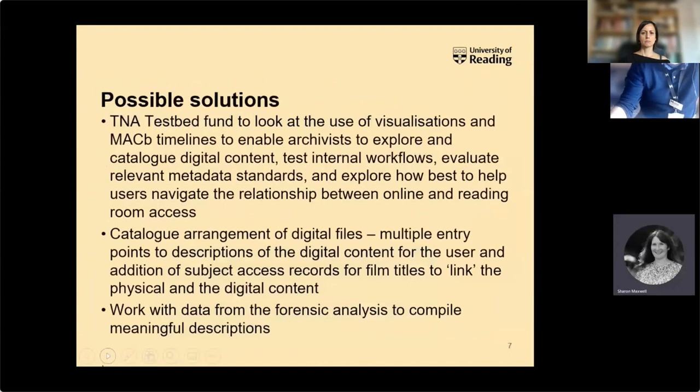We are cataloguing all these various elements of the digital part of the archive, and we'll use the catalog descriptions to explain the relationships between the elements of the archive and move away from using the hierarchical organization of the catalog to explain the order of the collection. This will provide multiple entry points for the user to descriptions of the digital content, while the traditional use of subject access records for titles of work will link descriptions of the physical and digital content.